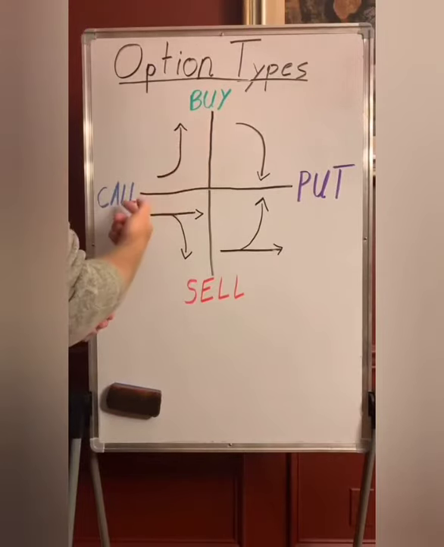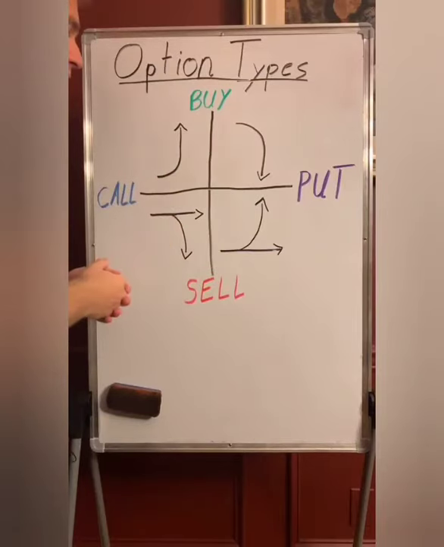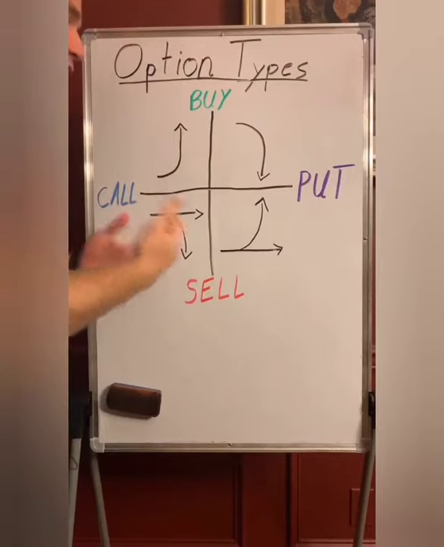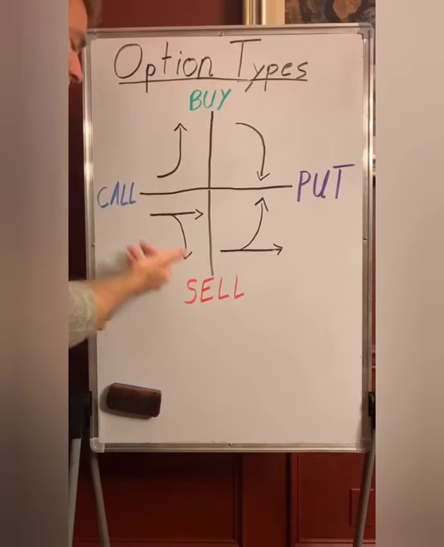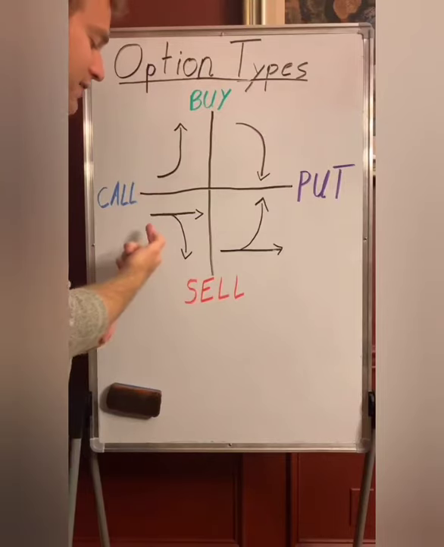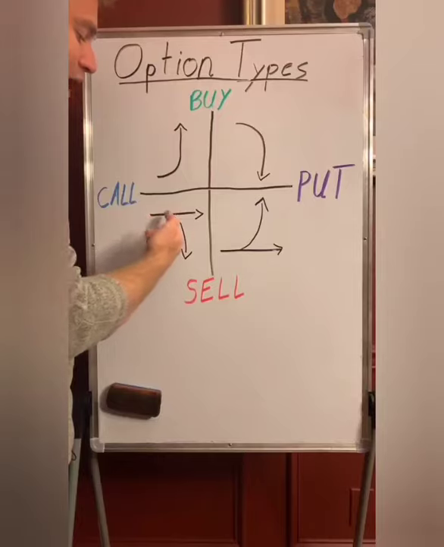If you buy a call option, it is because you are bullish on the stock and you think the stock is going to go up. So if you buy it at this point and the stock goes up, then you profit. If you sell a call option, it is because you are bearish on a stock and you will profit if the stock price goes down or if the price stays around the same.